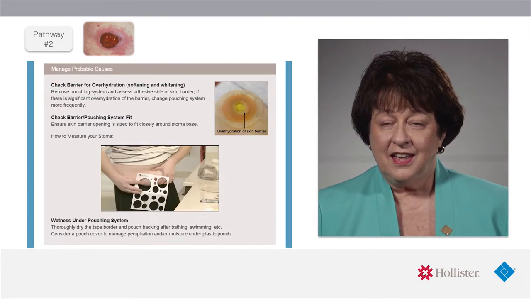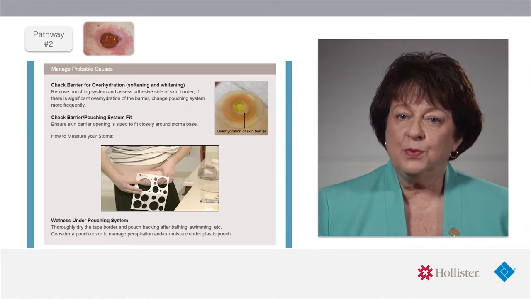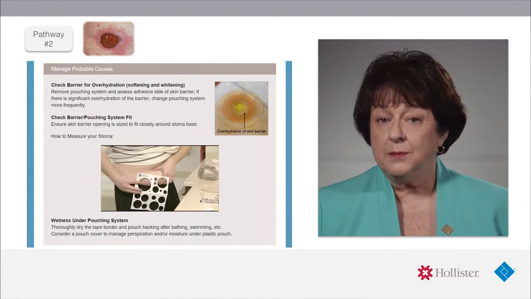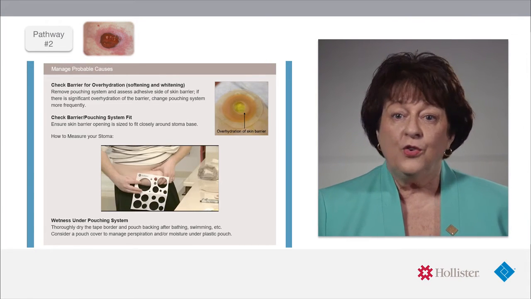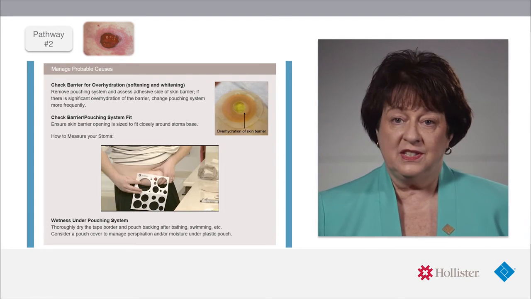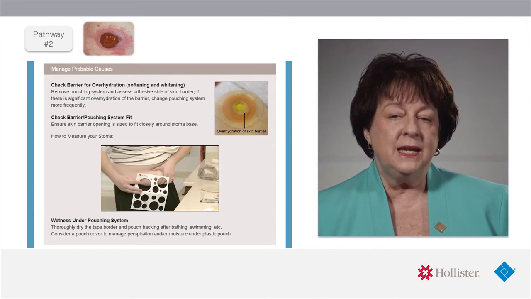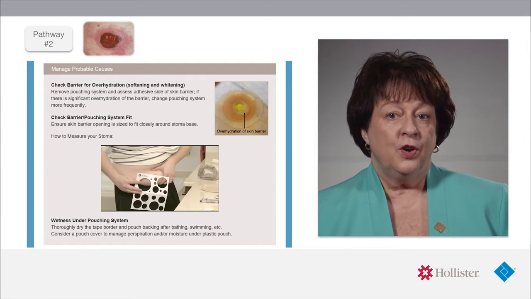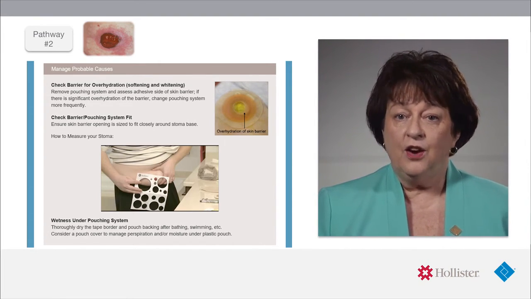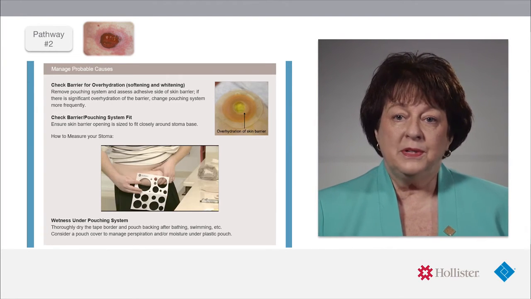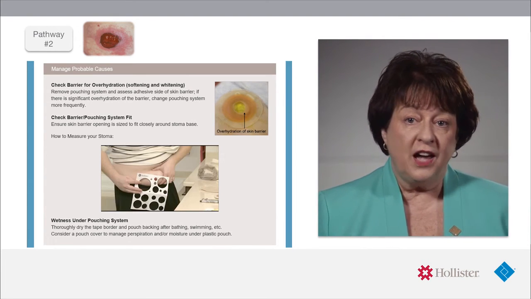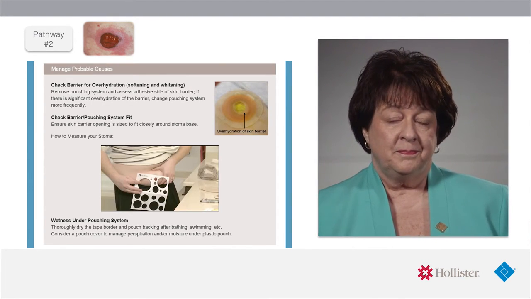The next thing the guide does is provide ways to assess and manage the probable causes of this peristomal skin condition. For our fungal rash that may have occurred due to moisture buildup under the pouching system, the guide has 3 main suggestions. First, it says to check the side of the barrier that adheres to the skin for overhydration and potentially change more frequently. It provides an image of what overhydration might look like.